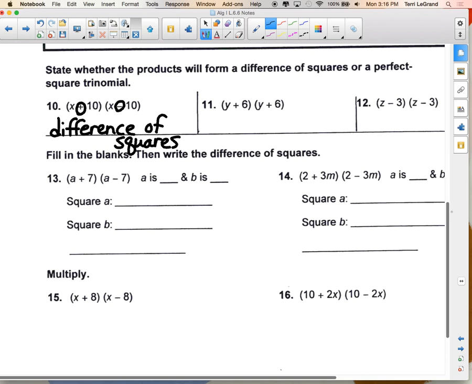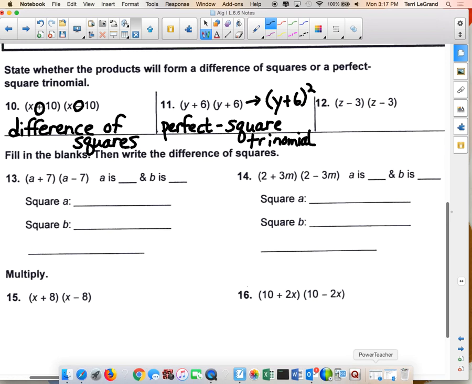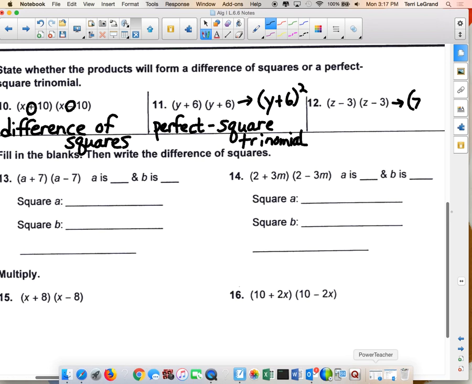How about number 11? Because it's a binomial times itself, we would get a perfect square trinomial. That's the shortcut we could take for this one. 12. And how about 12? Perfect square trinomial. Because it's a binomial that can be written squared, right? So it is a perfect square trinomial.